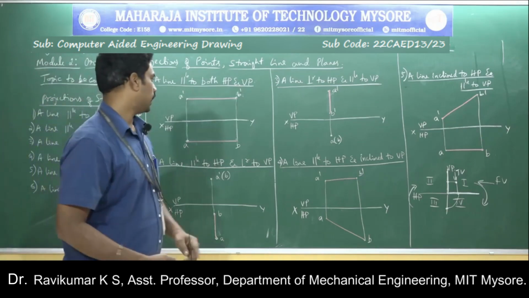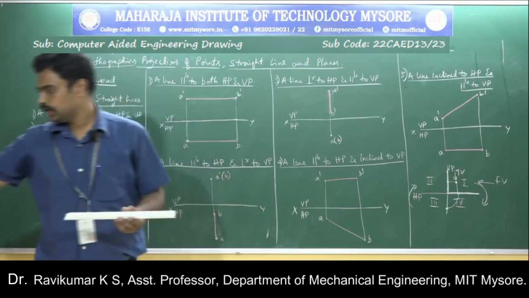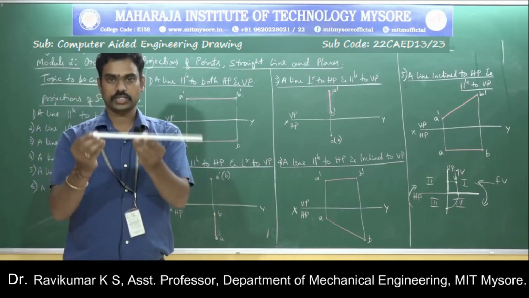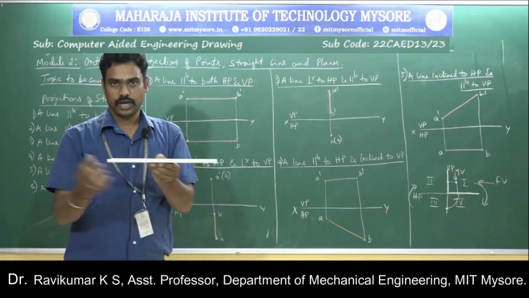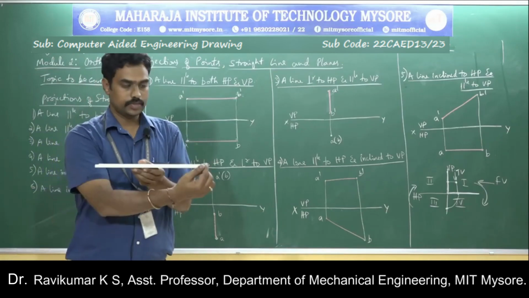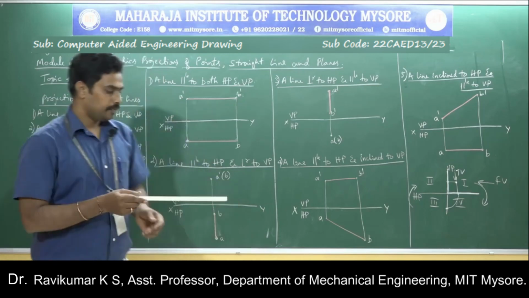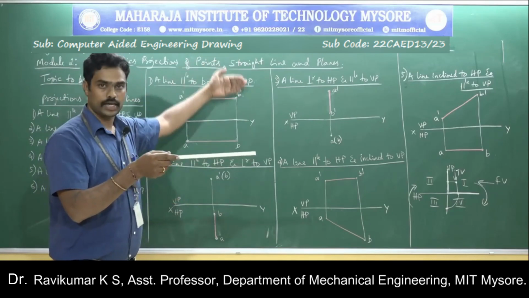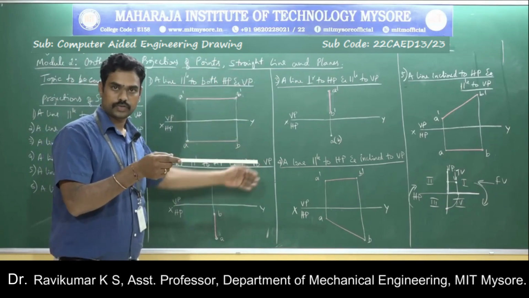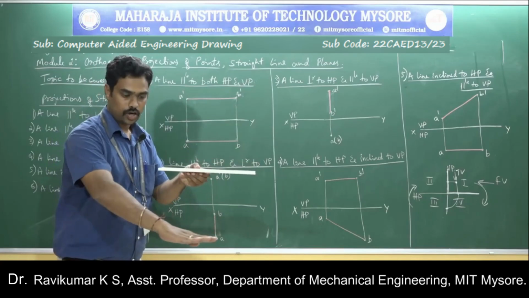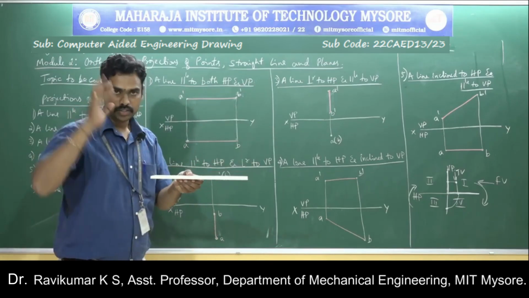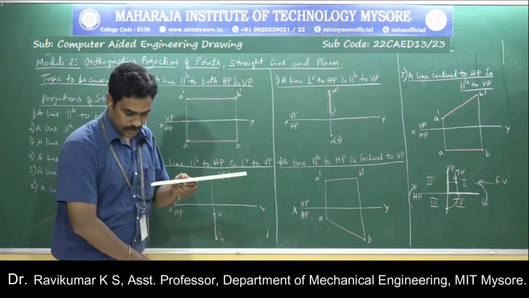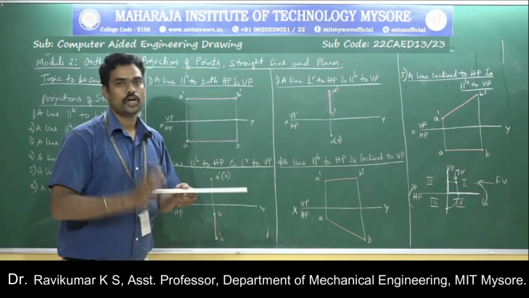Okay, so starting with the first one, as I said, a line is the shortest distance between two points. Say, for example, this is a line AB. I'll take this point as A and this point as B. I'll keep the line like this, and you need to consider the board as the vertical plane and the floor as the horizontal plane. You should imagine the board as the vertical plane, and the floor as the horizontal plane.